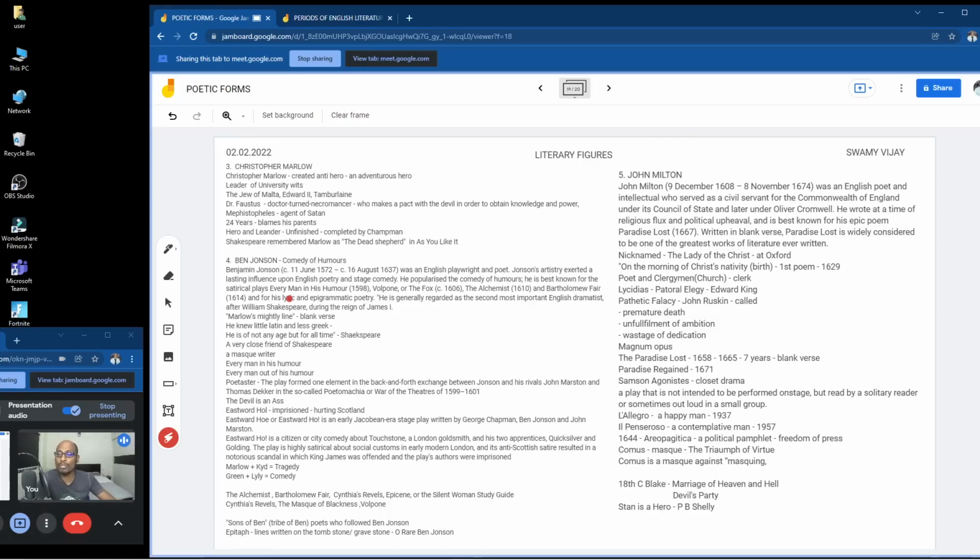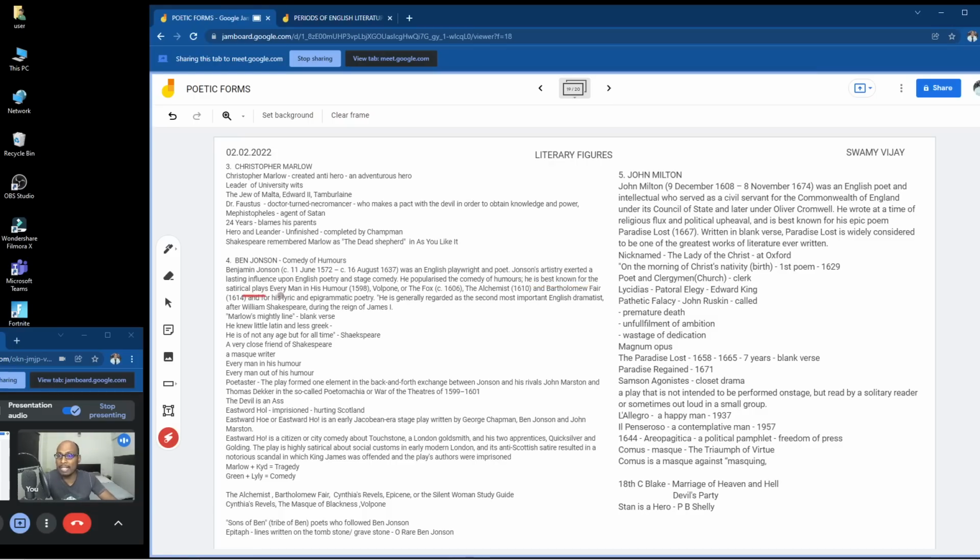So let me go on with Ben Jonson. He is also known as Benjamin Johnson. Born 11th June 1572 and died 16th August 1637, he was an English playwright and poet. Johnson's artistry exerted a lasting influence upon English poetry and stage comedy. He popularized the comedy of humors, so Ben Jonson should immediately make you think of comedy of humors. What is comedy of humors? It is about the four fluids, and the imbalance between the fluids creates humor. Characters become eccentric because of the imbalance of these four fluids.